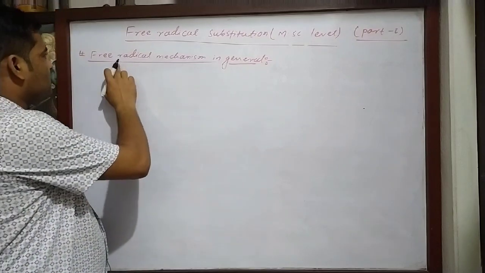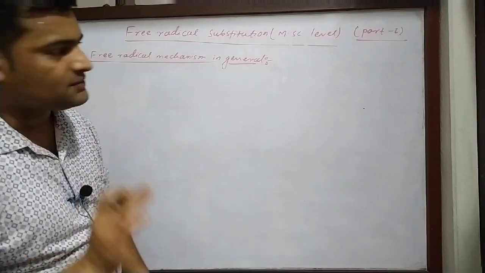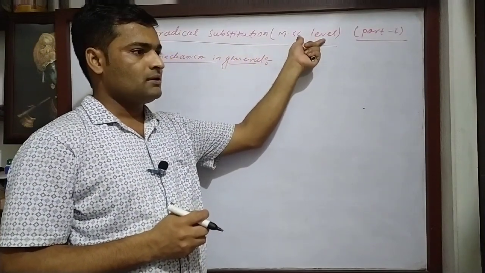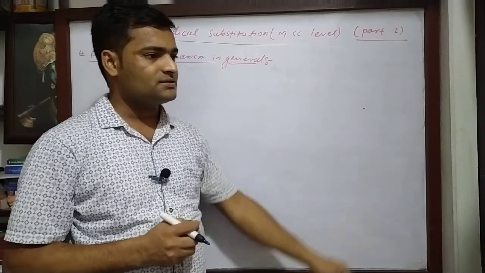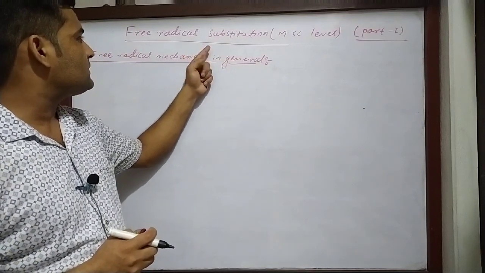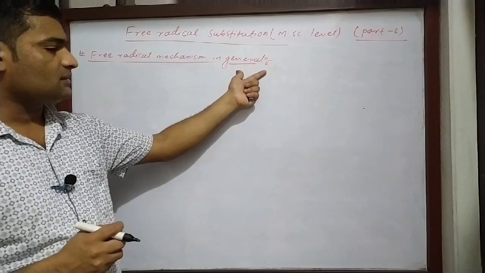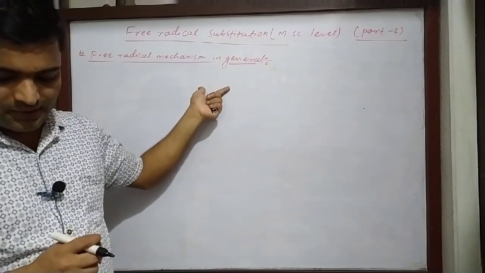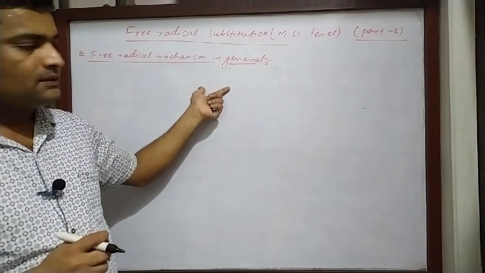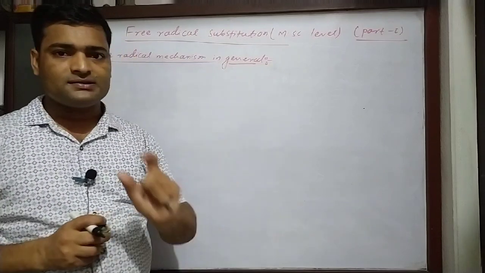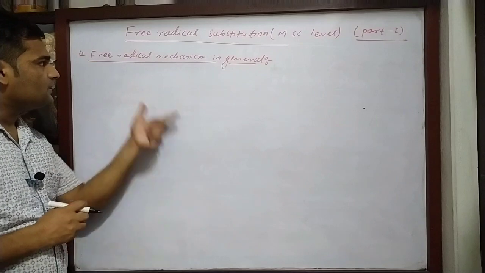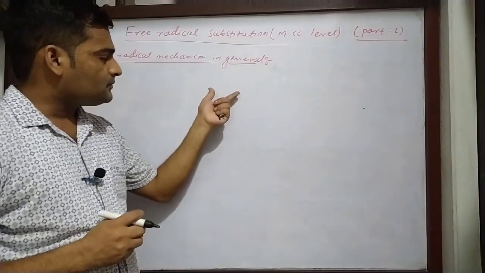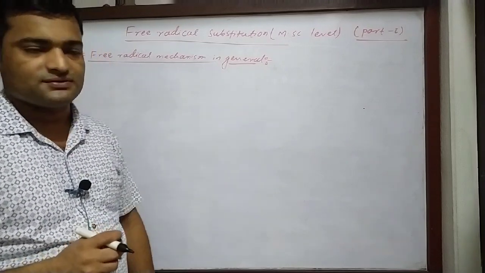In this lecture video we are discussing free radical substitution reactions, which are relevant for MSc level. In MSc level we have to understand, at first, the free radical mechanism in general, the free radical substitution mechanism in general, free radical substitution reaction in aromatic substrates, and neighboring group assistance in free radical substitution reactions.